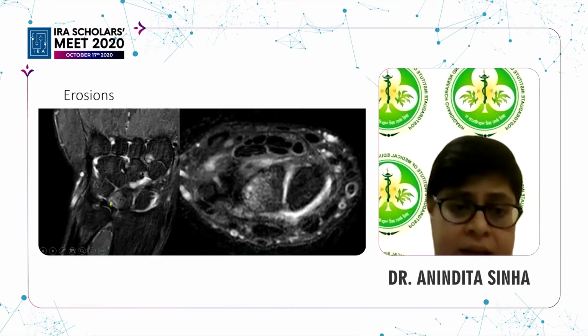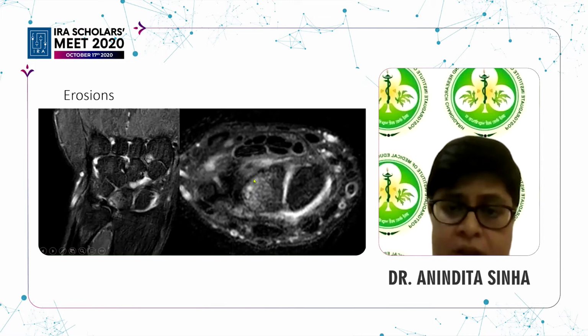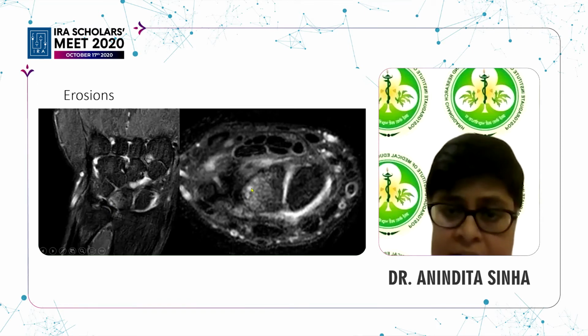So again, another area where we can see this subchondral erosion, with areas of erosion and bone marrow edema in the lunate. There is erosion here, but what I mean to say is that if you look at the other central area over here, you can see subchondral cysts.